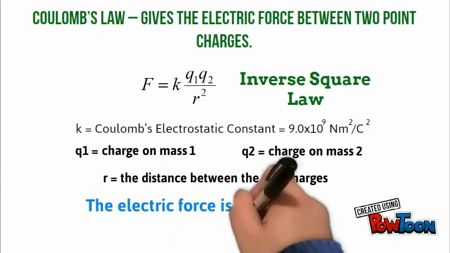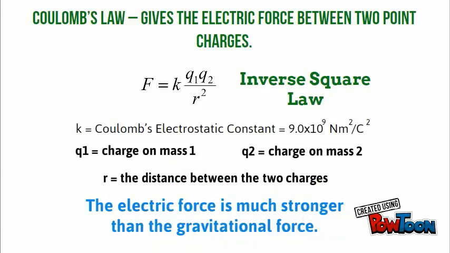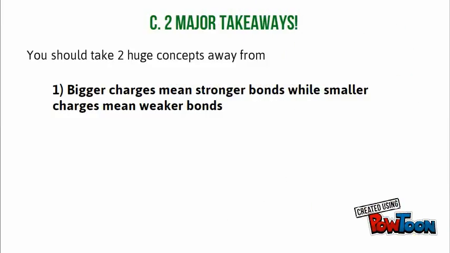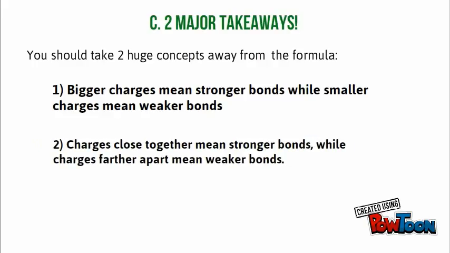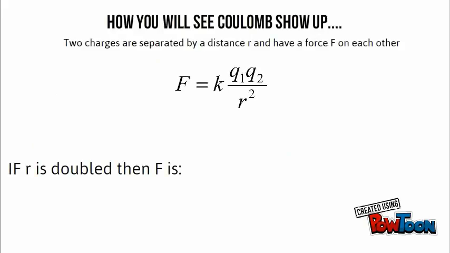What Coulomb's law, the relationship between the variables, says is that there are two major takeaways. The bigger charges mean stronger bonds, while smaller charges mean weaker bonds. That's the first major takeaway. And the second is that charges close together mean stronger bonds, while charges farther apart mean weaker bonds. So this is really what the algebra is saying. Force is inversely proportional to r squared.